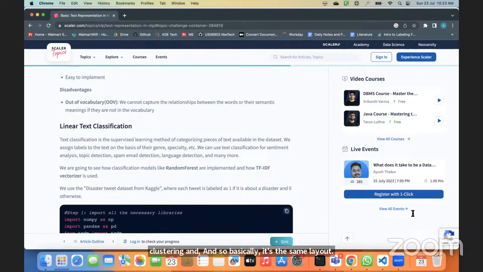So basically it's the same layout. First you pre-process the text, and then get the representation using any of the methods that we just discussed, and then perform the task that they're asking for, right? So it's that simple.